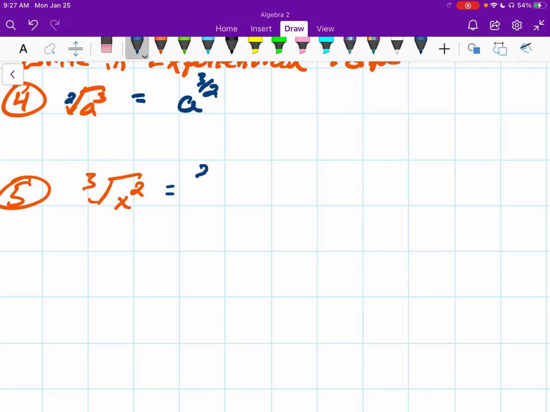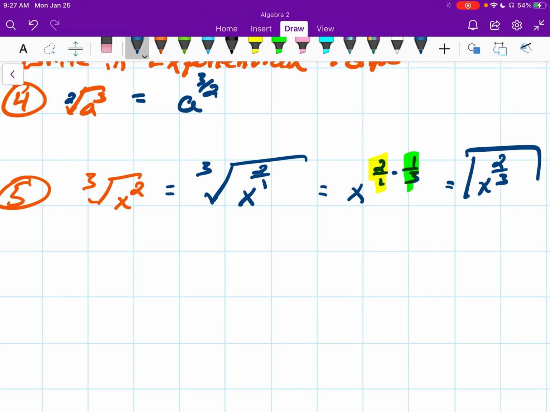So we'd still have the cubed root of x, but now it's to the 2 over 1, right? Because it's a fraction there. And then we can say, well, this is x to the 2 over 1 times 1 over 3, right? This is my exponent, this is my root, and then together this makes x to the 2 over 3. And that's our answer. Sometimes it's beneficial to break it up like that. In this one, it probably wouldn't have mattered, though.